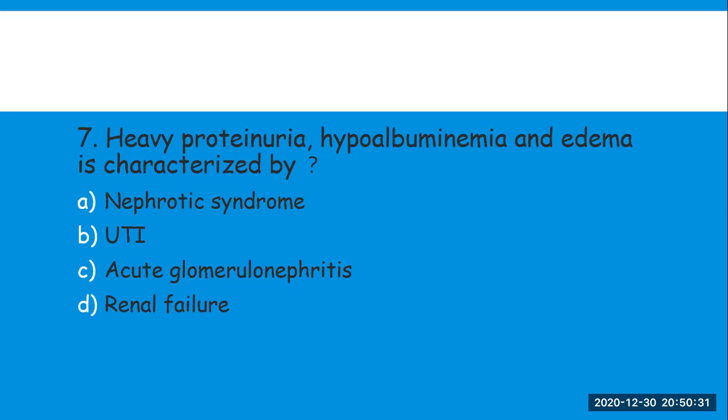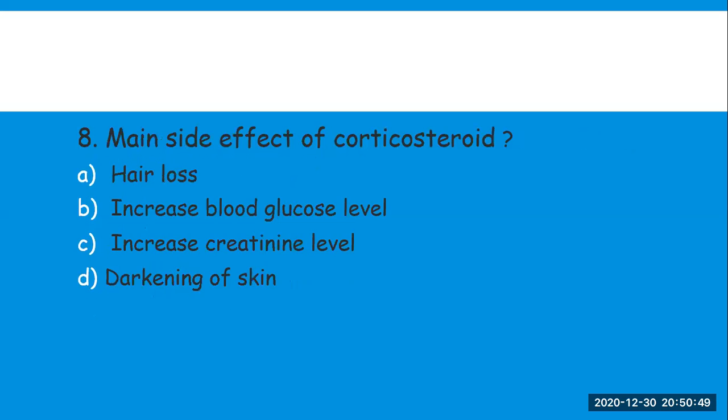Next question. Heavy proteinuria, hypoalbuminemia, and edema is characterized by A, nephrotic syndrome; B, UTI; C, acute glomerulonephritis; and D, renal failure. So these three are the characteristics of nephrotic syndrome.